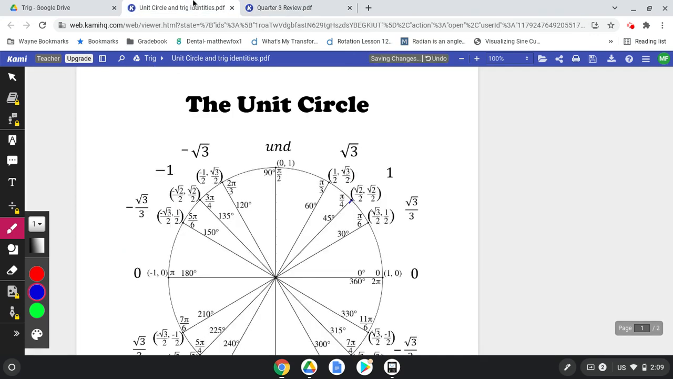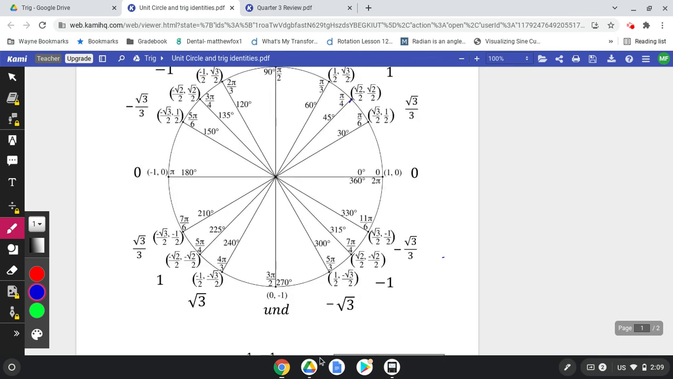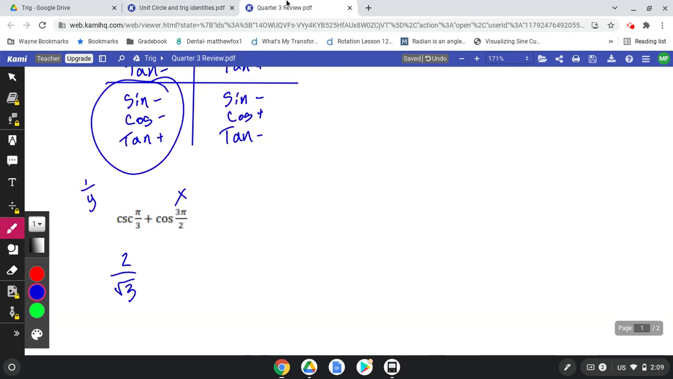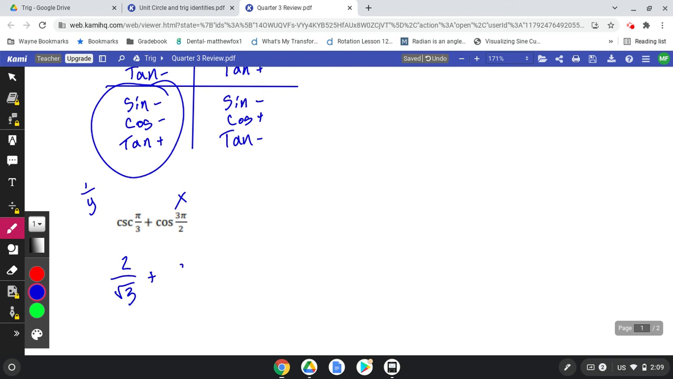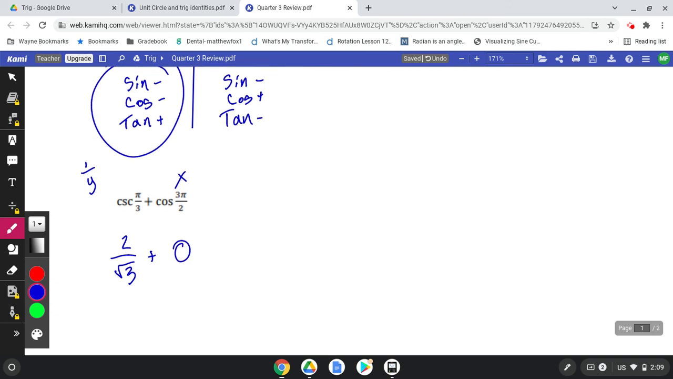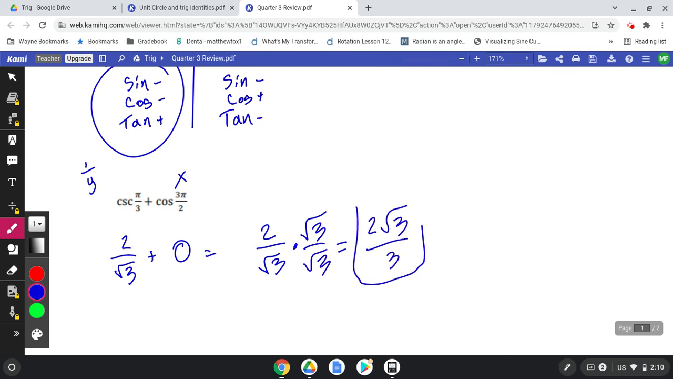Okay. Now, cosine is our x. We look at 3 pi over 2, down here. The x value is 0. So plus 0. Now, if we add those, we'll get 2 over the square root of 3. We'd be done, except we can't leave a square root on the bottom, so we multiply by square root of 3 over square root of 3. At this point, we get 2 square root of 3 over 3. And that would be our final answer.